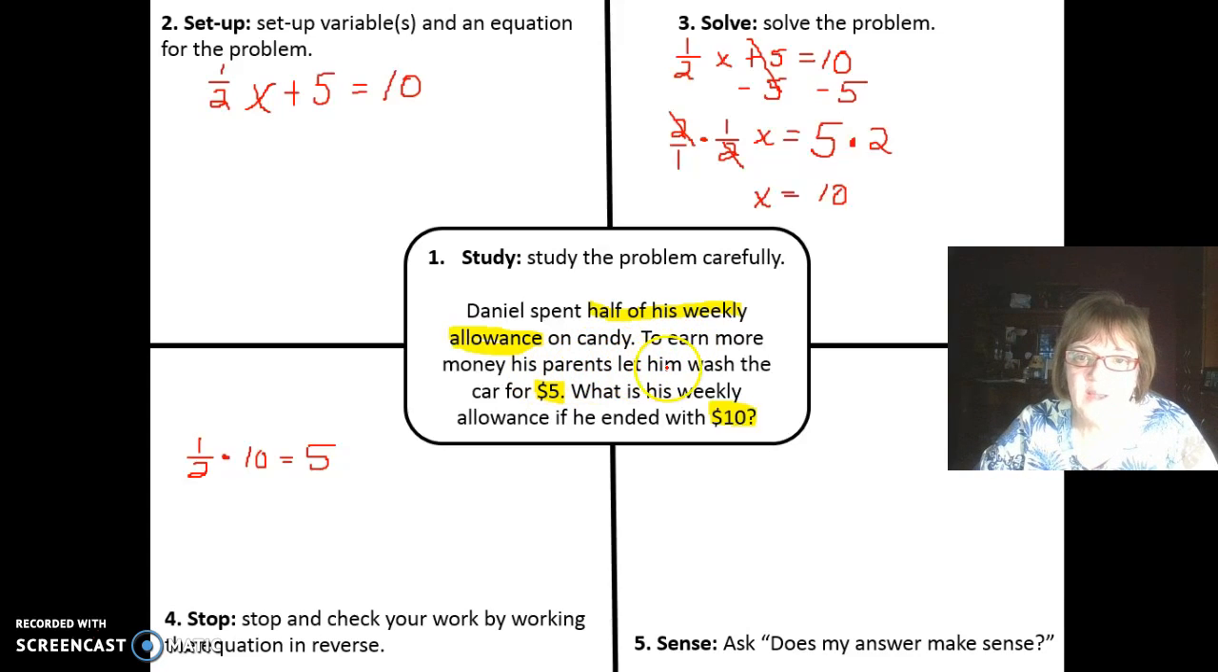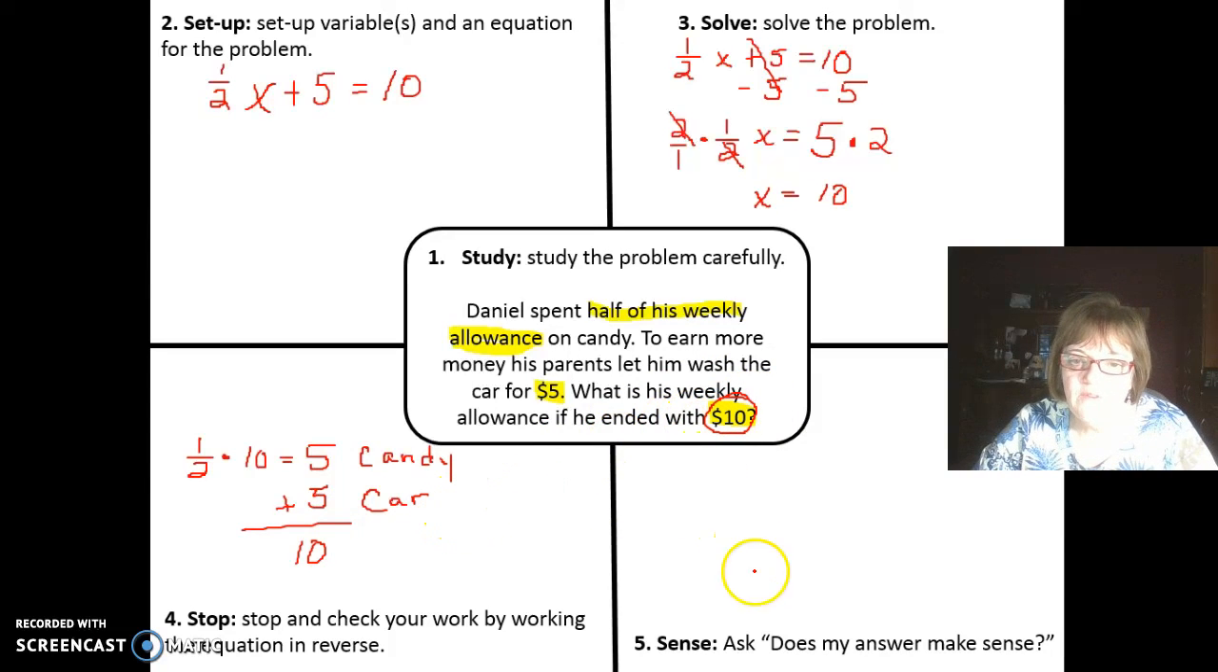So to earn more money, his parents let him wash the car for $5. So if he spent 5 on candy, that was his candy money, and they gave him 5 more for washing the car. This is the car money. And if we add those together, do we get the final result? The $10? We do. All right.